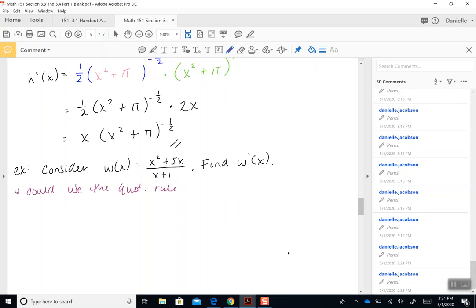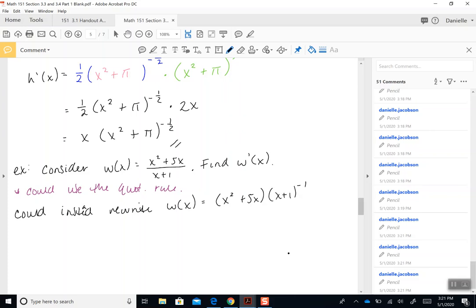Okay, but let's say you don't want to use the quotient rule, you prefer to use the product rule, right? So you could instead rewrite w of x as equivalent to x squared plus 5x times x plus 1 to the negative 1.